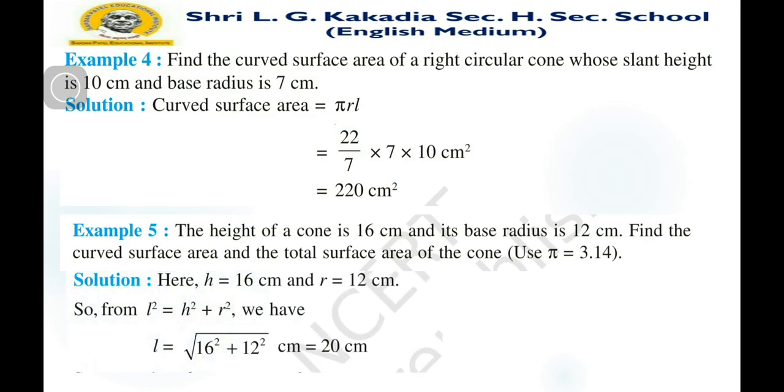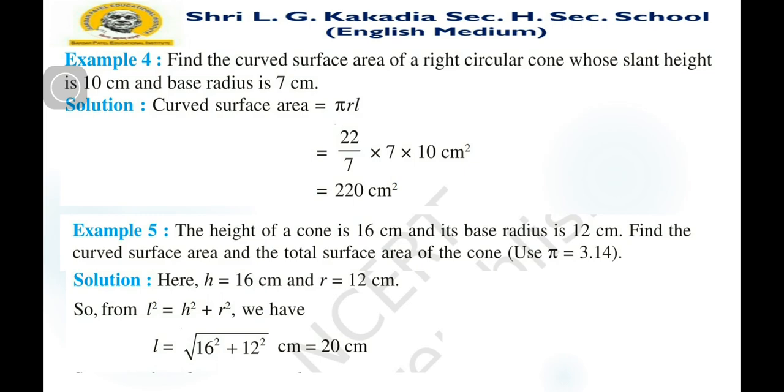So solution of the given example: here h is equal to 16 centimeter, r is equal to 12 centimeter. As we know the formula to find the slant height of a right circular cone, L square is equal to h square plus r square. By taking square root on both sides, we get L is equal to square root of 16 square plus 12 square centimeter, which is equal to 20 centimeter.